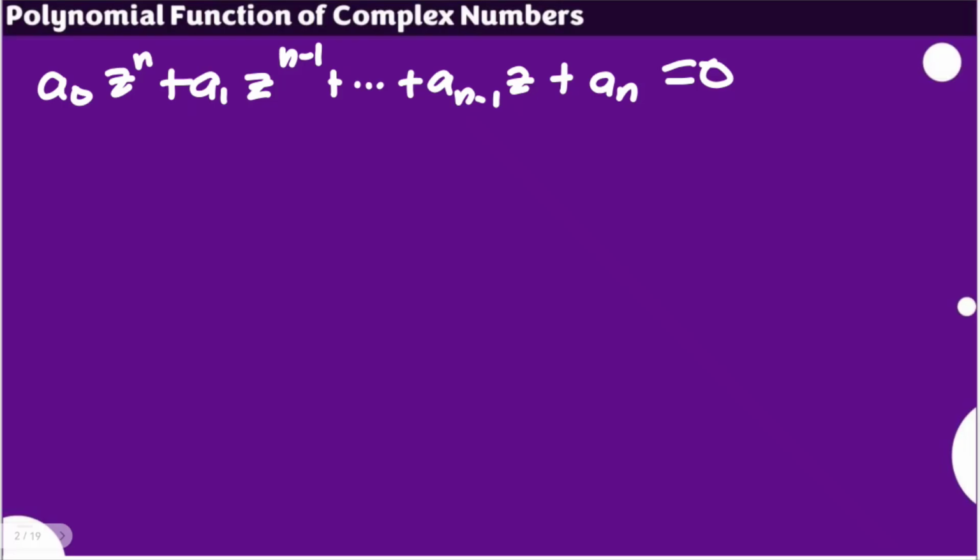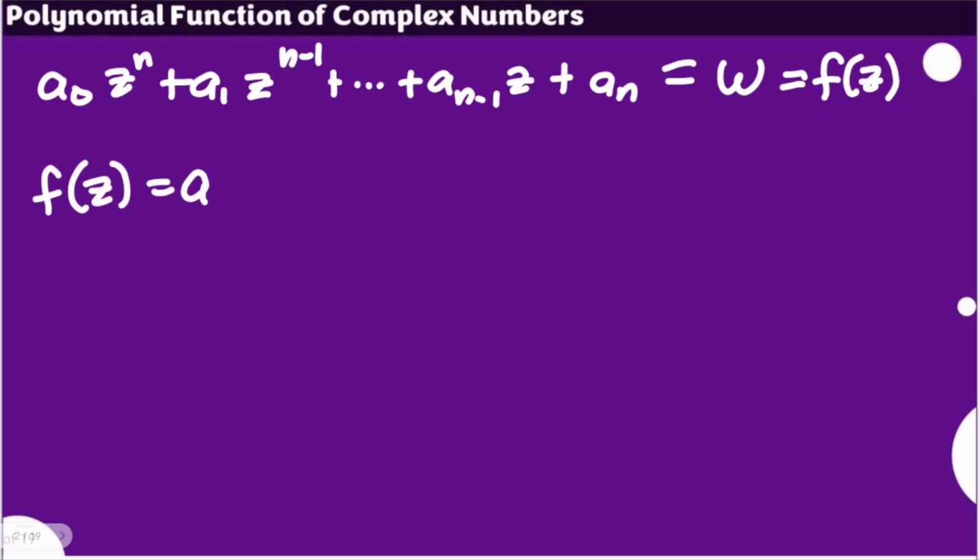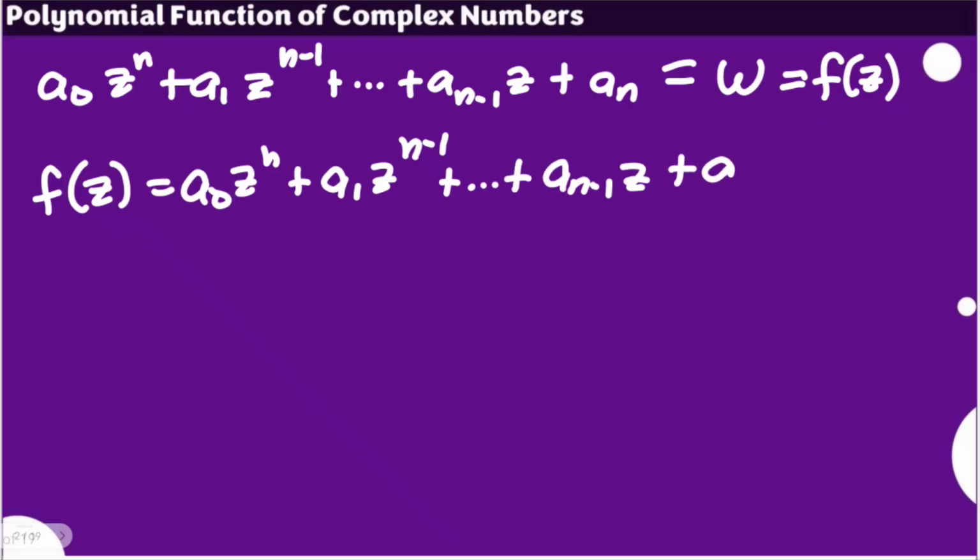But this time, if this is equivalent to a certain variable, let's say w, or could be expressed as f of z, this is the final form for a polynomial function. So the polynomial function is expressed in this manner. The same components, but in terms of a function now: z to the n minus 1, a function of z, a sub n minus 1 z plus a sub n.